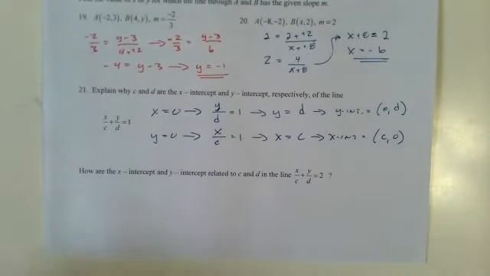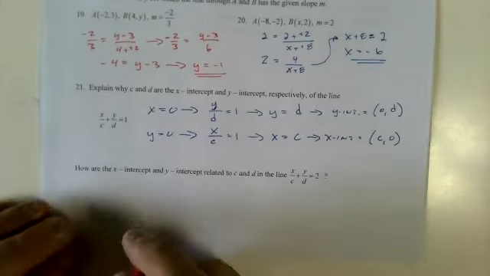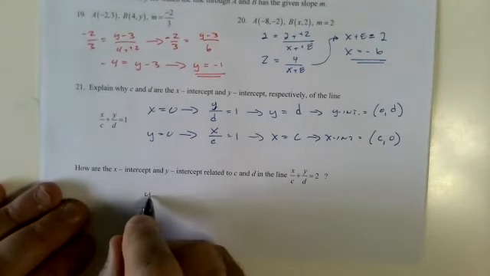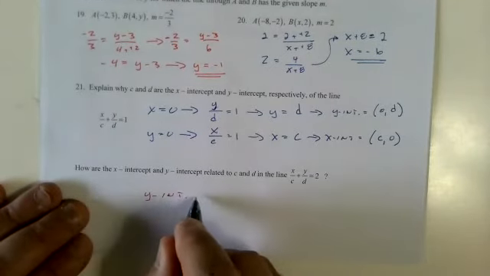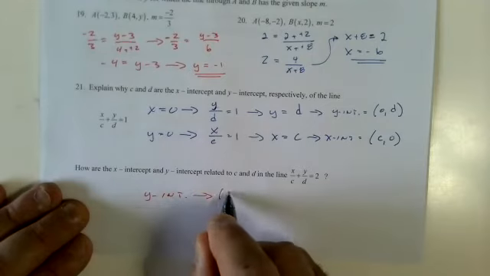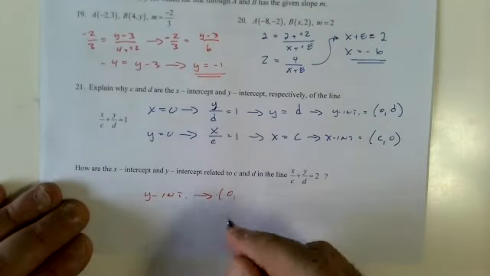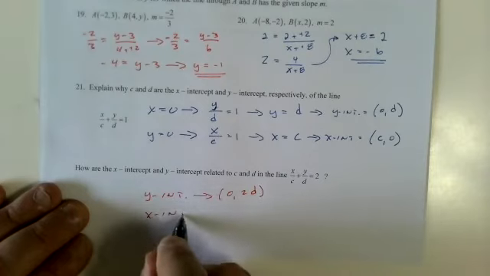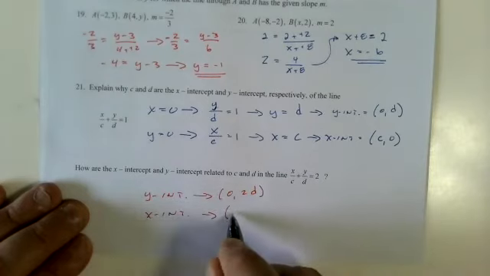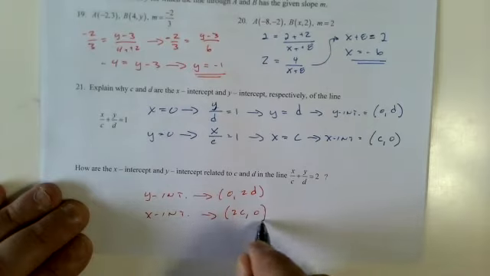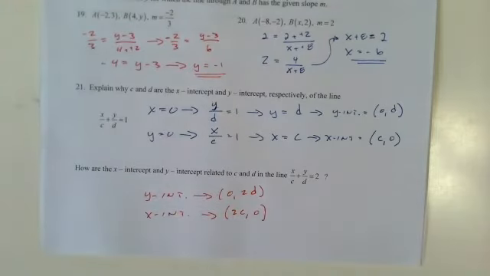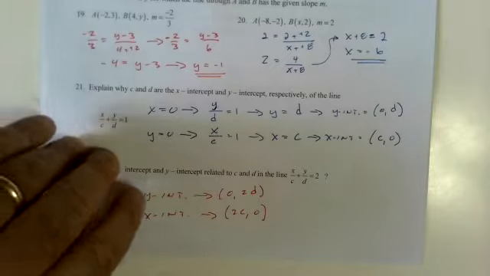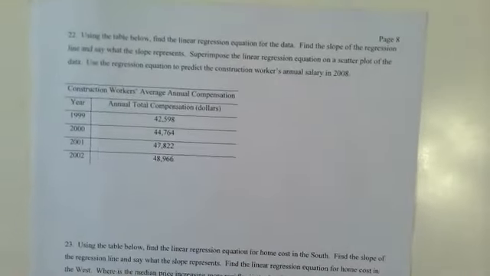Right. So now, based on the work I just did, we would say the y-intercept, we'd have to multiply by 2 to get it out of there, is 2d, and the x-intercept is (2c, 0). And now practice with the calculator, which I'm not going to show.